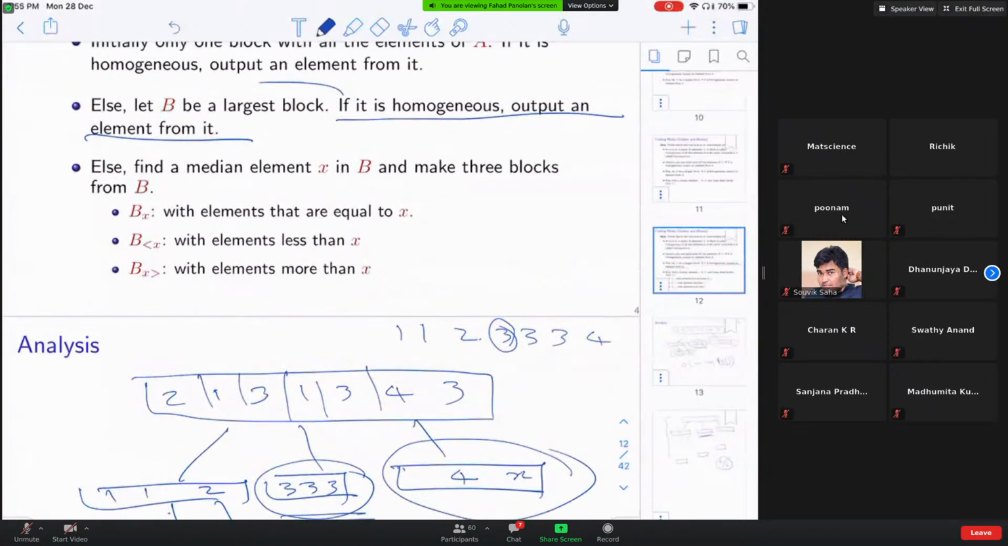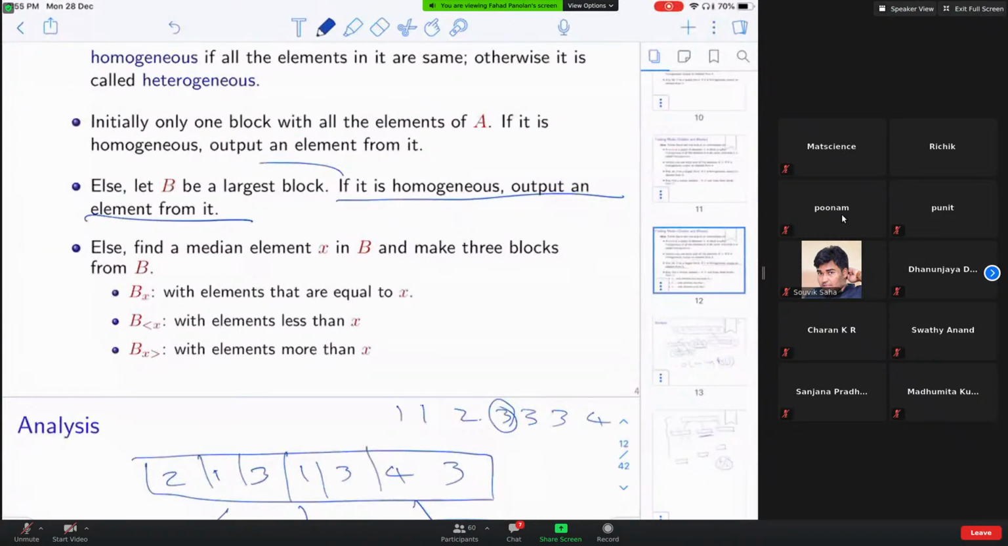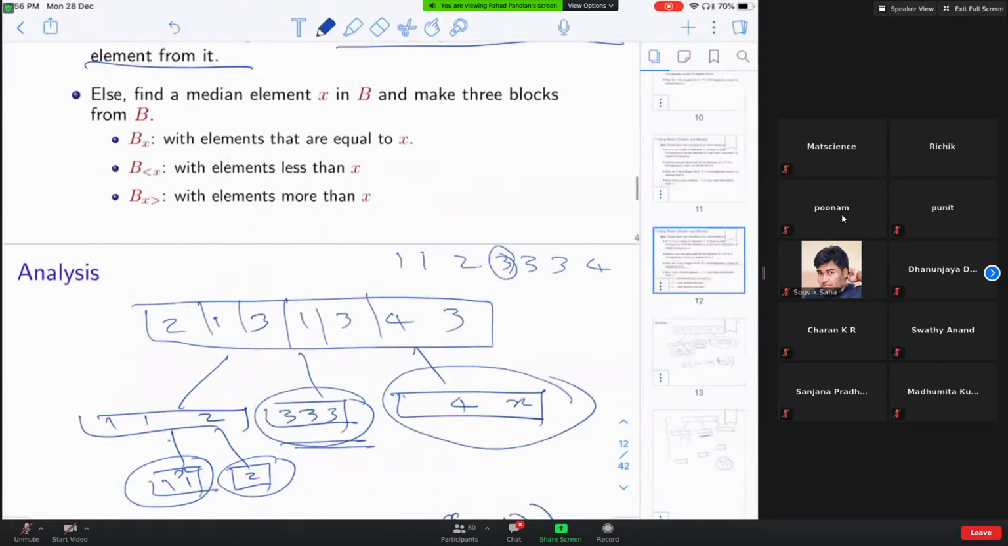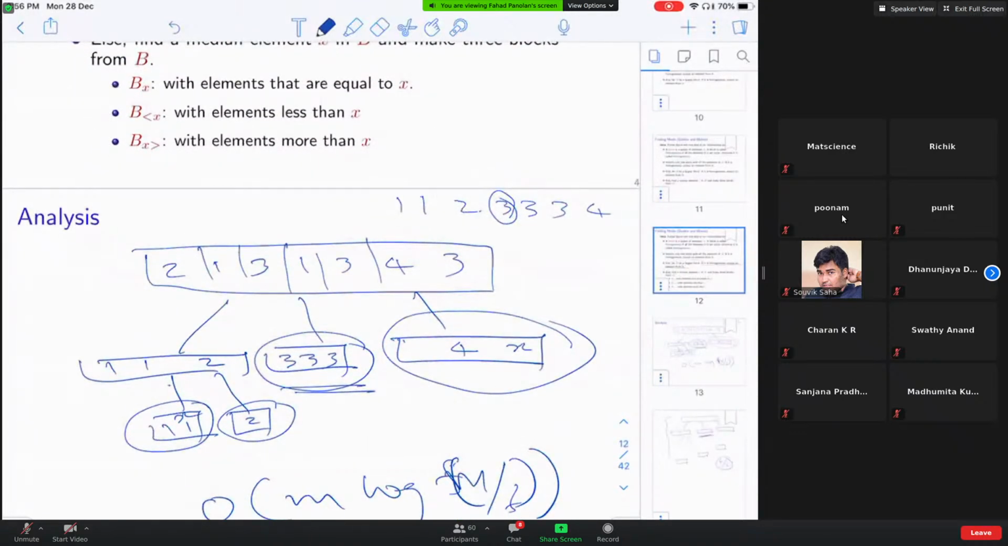That is not the algorithm, right? Look at what the algorithm is doing. Pick the largest block. Initially, I have only one block. So the largest block is the same block that contains all the elements of A. We will check whether it is homogeneous. If it is, we output the element. So that is not homogeneous. Now you find the median in that block. That block B is actually equal to A. So you find the median, and the median is actually 3. Now you are going to replace this block with 3 other blocks, whose union will be the same as the elements of that block. That is, the elements equal to that element, the elements less than that element, and the elements greater than that element.